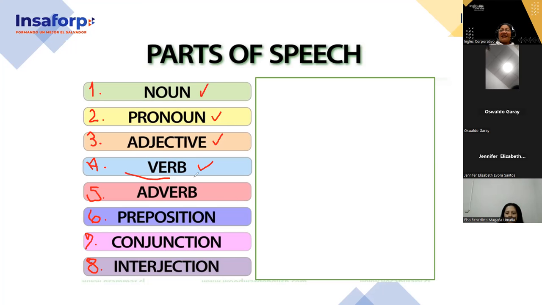These can be maybe like the most common parts of the speech. But since yesterday we started adding the word adverbs, this is something maybe new. And also we have prepositions, conjunctions, and interjections. In total, we have 8 parts of the speech.